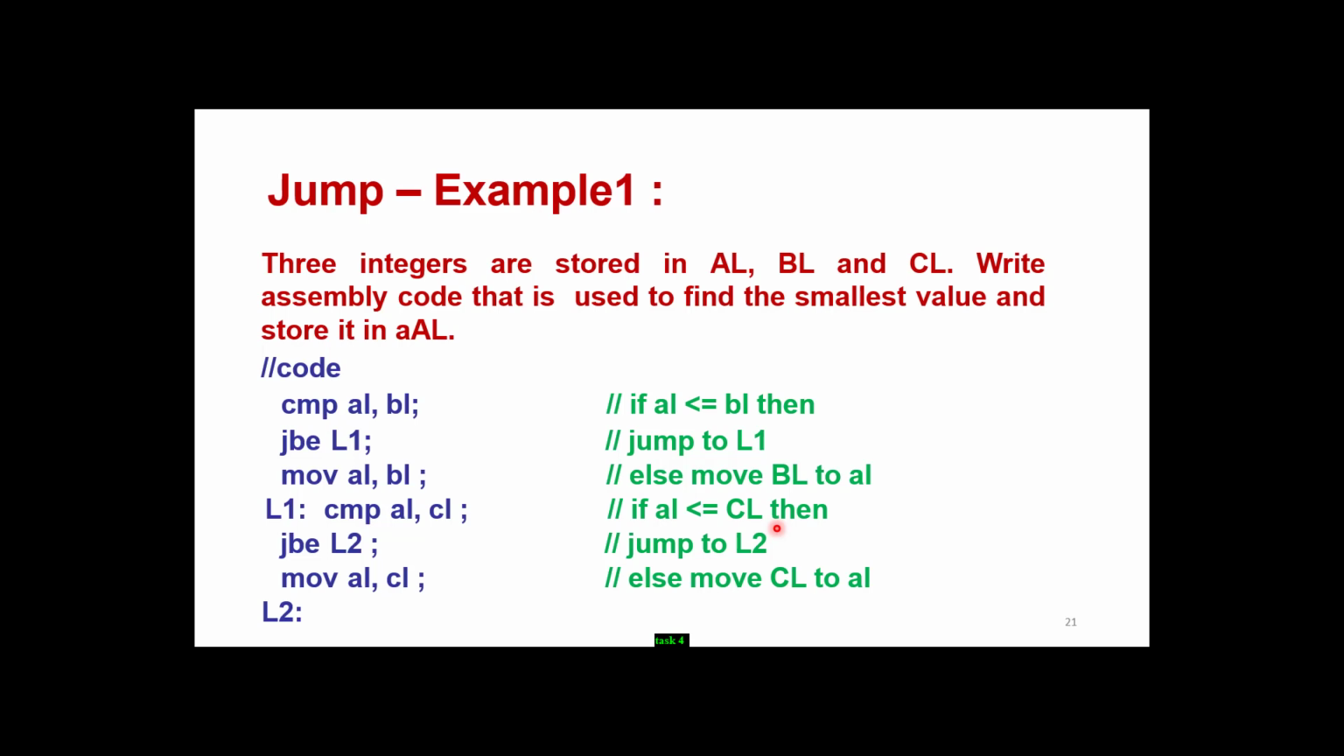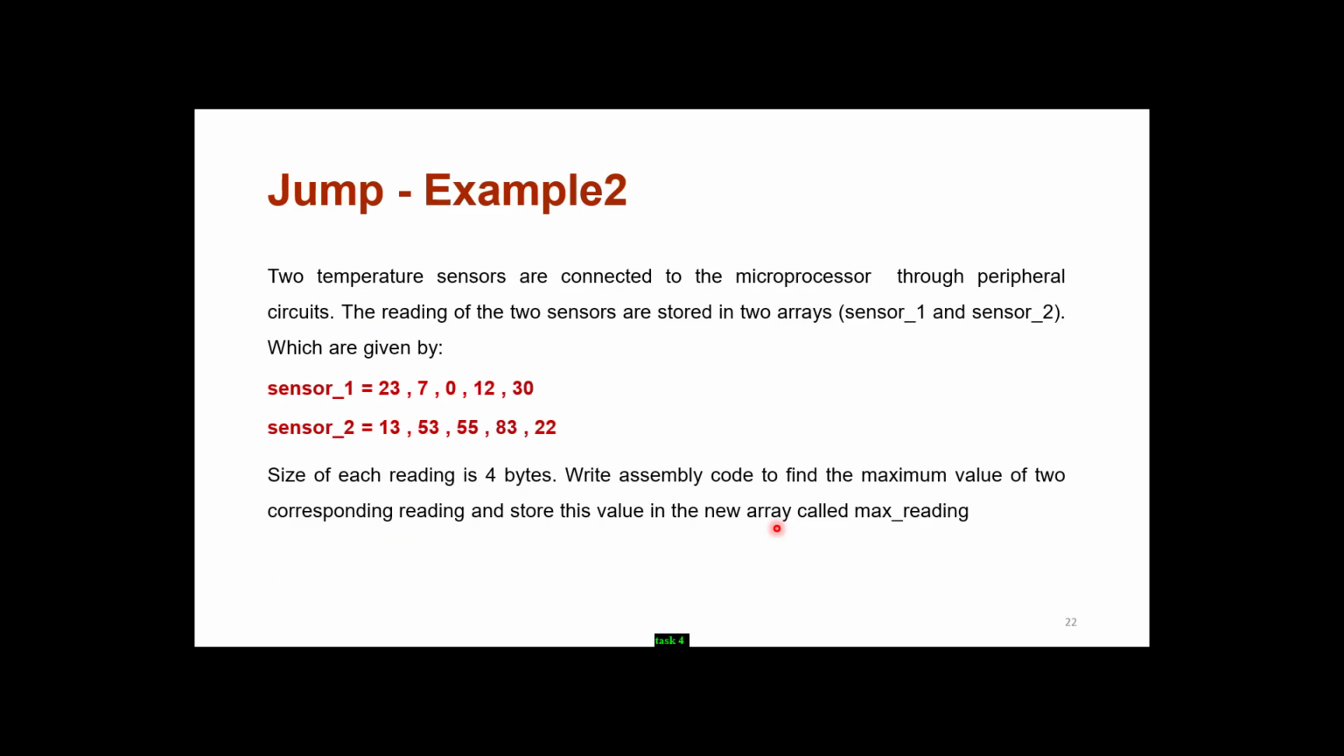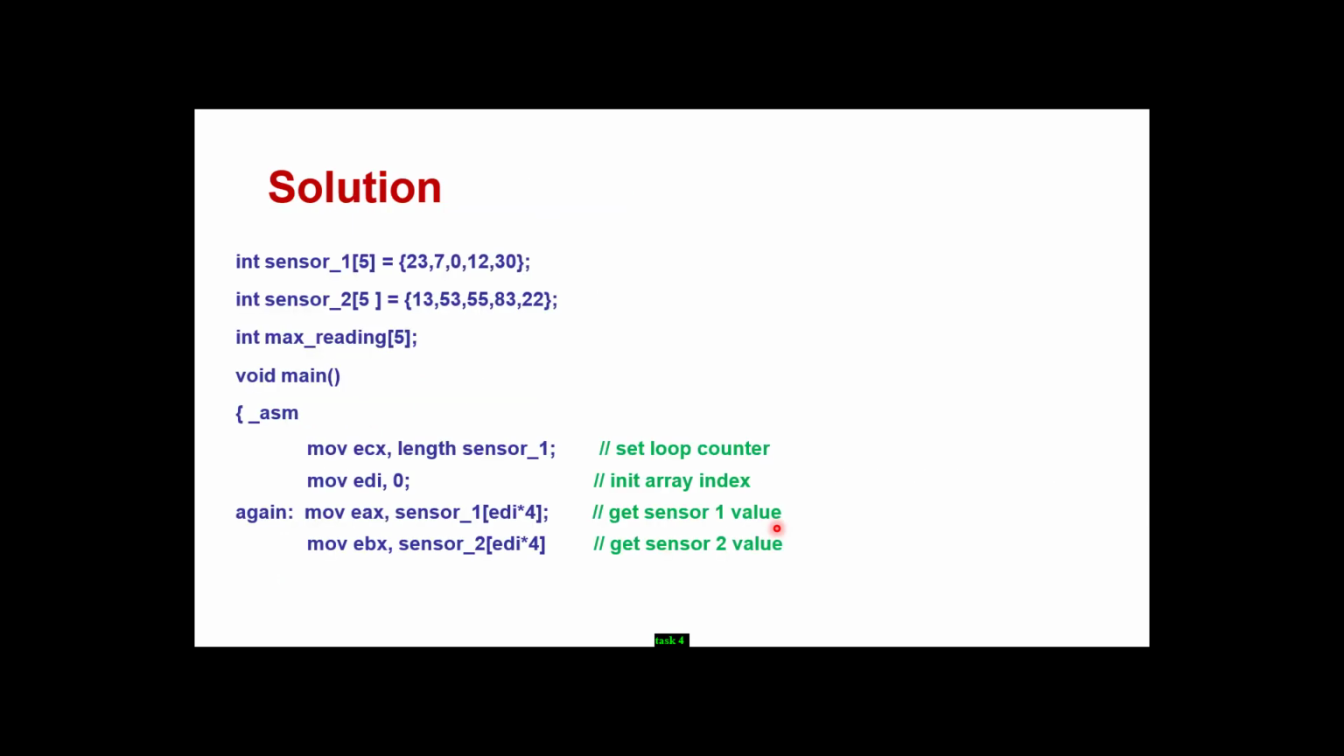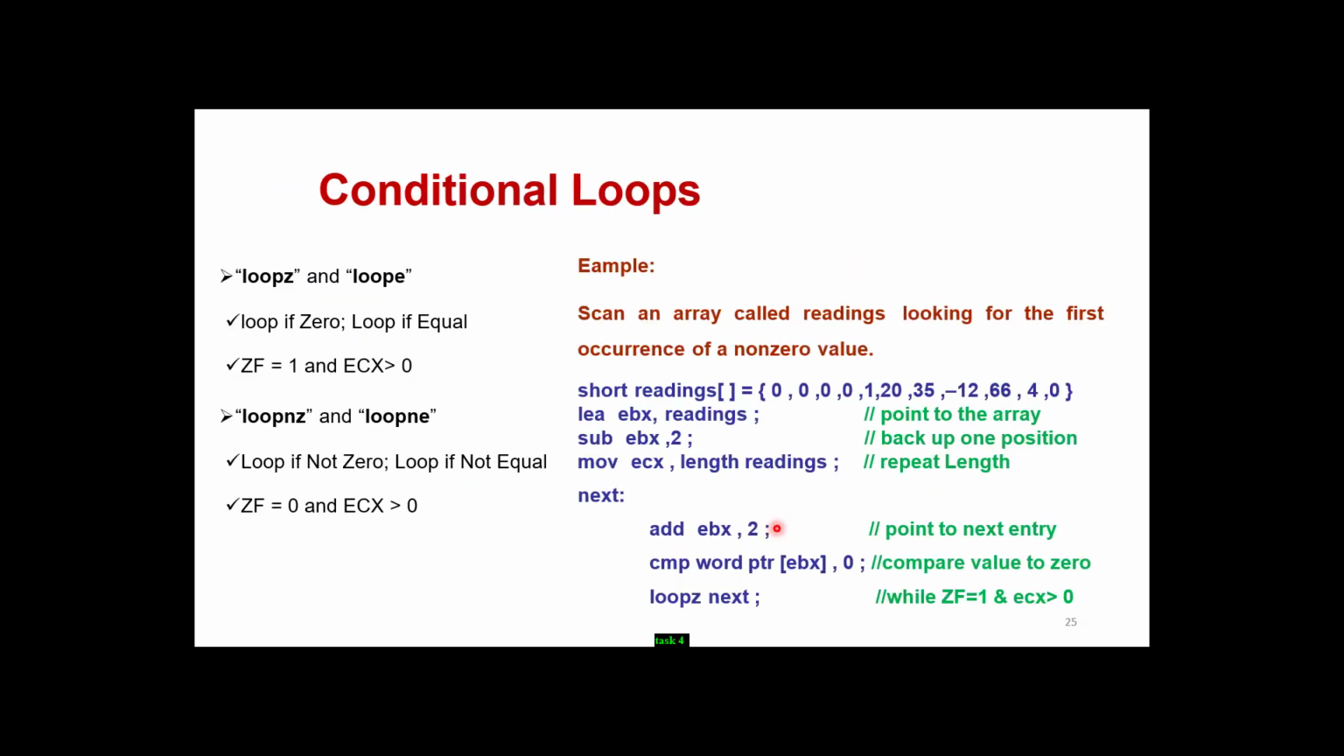This is an example to write an assembly code to find the smallest value between 3 registers. Another example to add sensors. This example is a very good example.